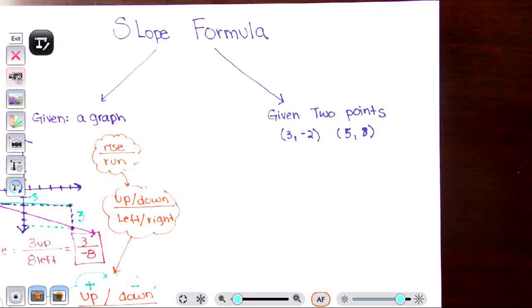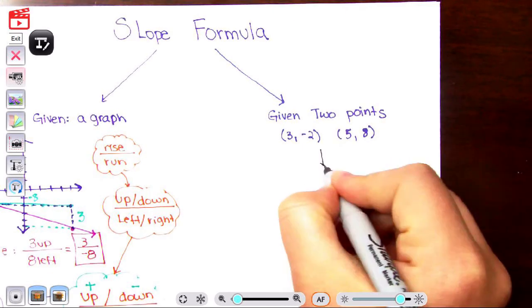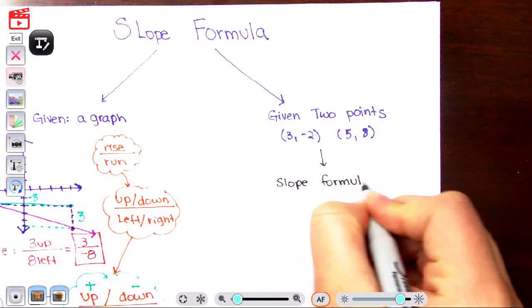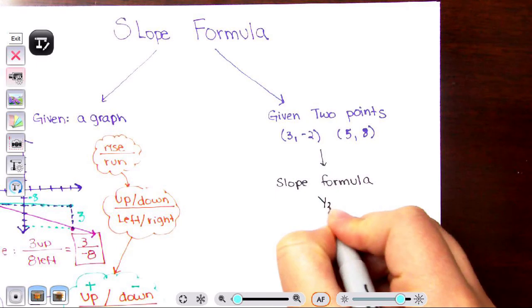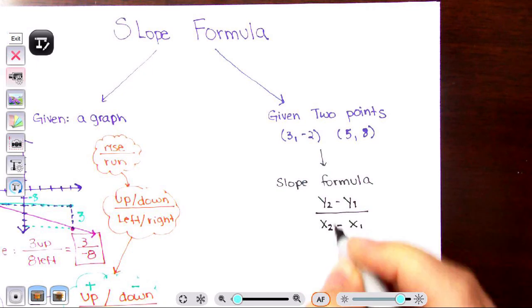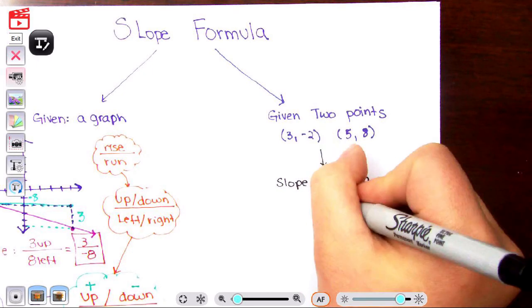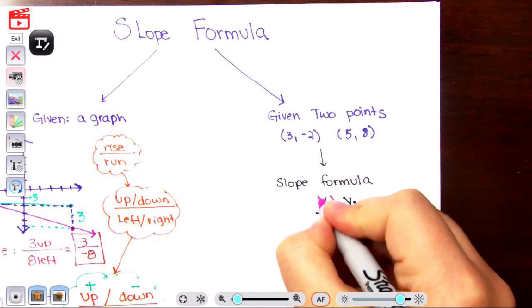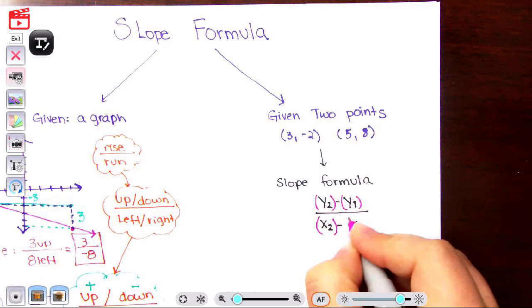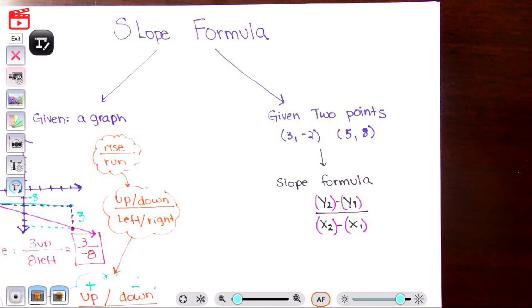All right, given 2 points, this is where we use the slope formula, okay? So if we have 2 points, you're going to use the slope formula. And that is your change in y over your change in x. So what you need to do, though, is you need to put these in bubbles. Bubbles are super duper important. Bubble, bubble. So you have a bubble minus bubble over a bubble minus bubble. So this is y2 minus y1 over x2 minus x1.